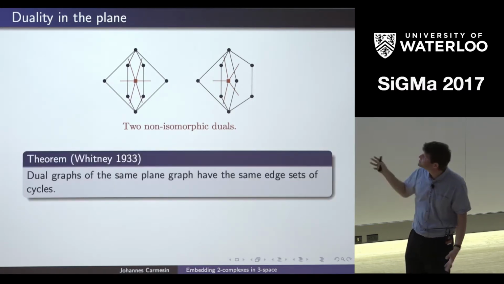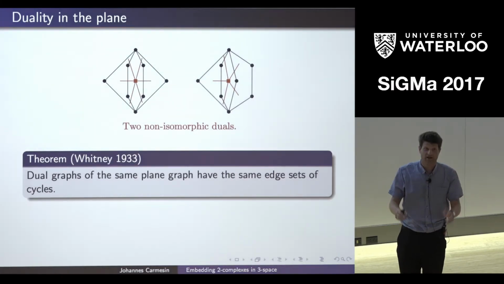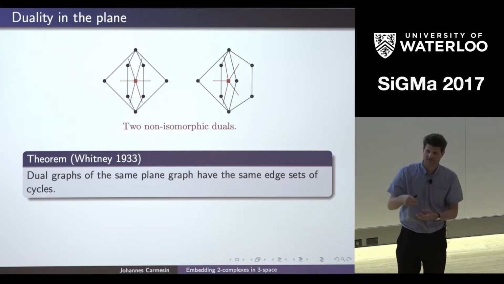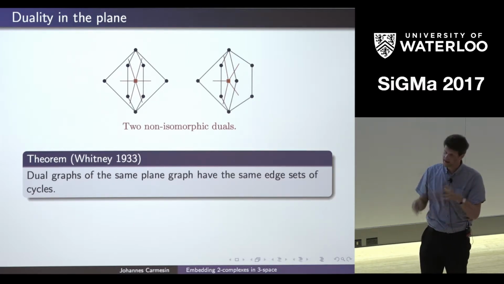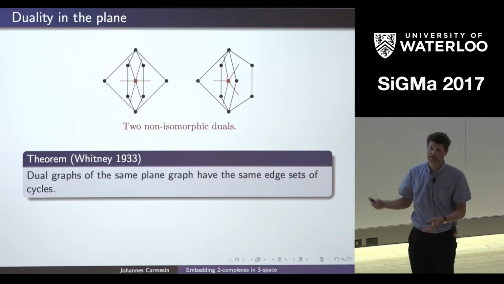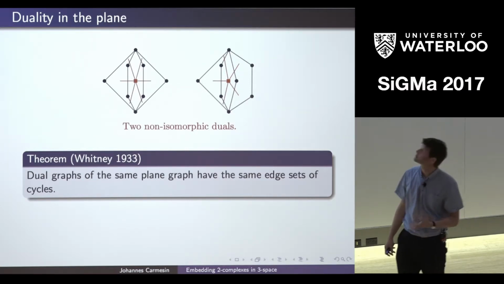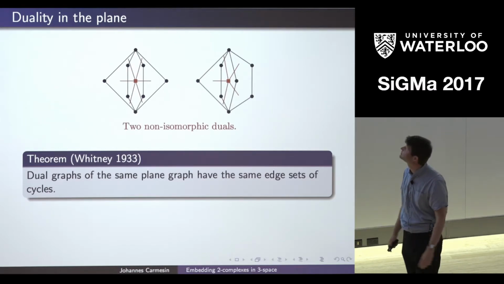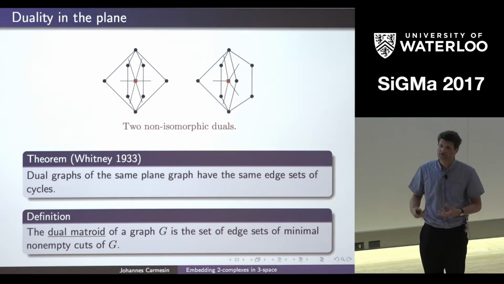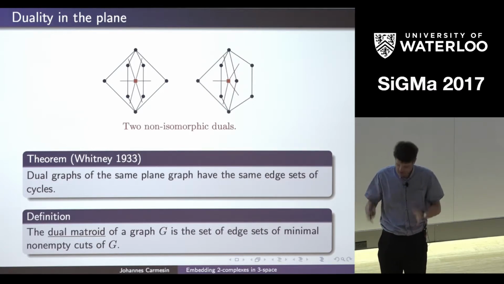And you also all know how to resolve this. Namely, Whitney observed that although graphs do not have unique dual graphs, any 2 dual graphs always have the same edge sets of cycles. And the edge sets of cycles can be rephrased in terms of the primal graph. Namely, they are the edge sets of bonds, minimal non-empty cuts of the primal graph. Right, and that's his definition of the dual matroid of a graph. So the dual matroid of a graph is just a set of bonds of that graph.